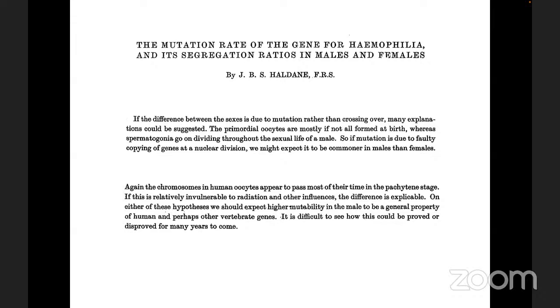So he says on either of these hypotheses, we should expect higher mutability in the male to be a general property of human and perhaps other vertebrate genes. It's difficult to see how this can be proved or disproved for many years to come. So I'm going to call his second hypothesis the faulty male hypothesis, right? They're packaged differently, and there's just more errors in males because they're not as well protected or they're not as well corrected when damage does happen.